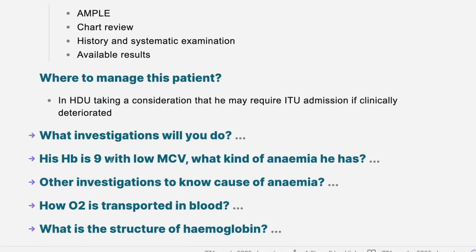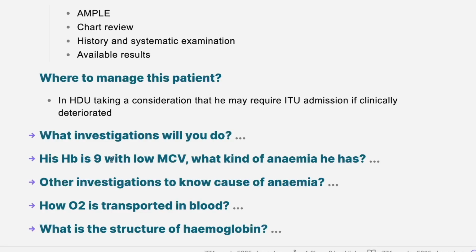What investigations will you do? I mentioned the bloods earlier. We can also get some bedside tests, and that will be doing a digital rectal examination, taking a set of observations, doing an ECG for the patient, maybe a quick bedside ultrasound if needed.